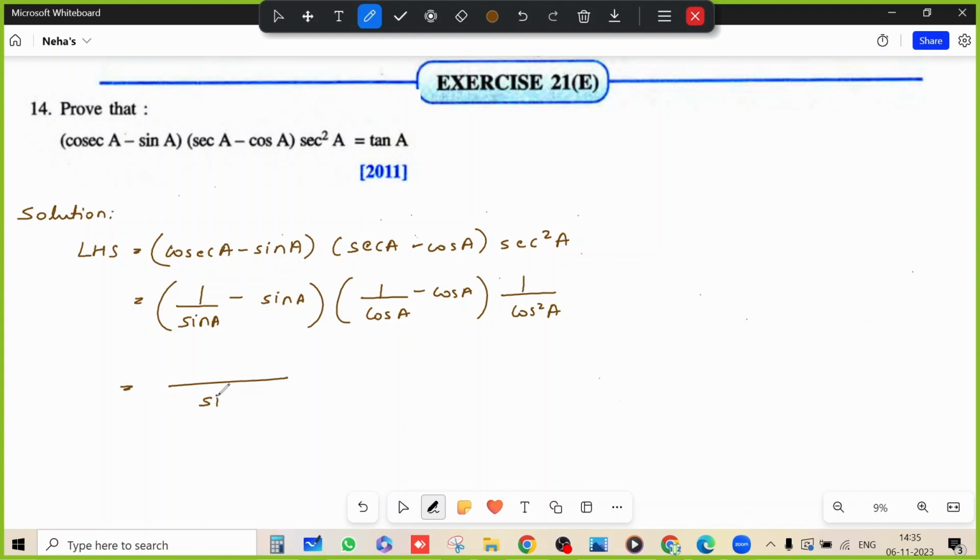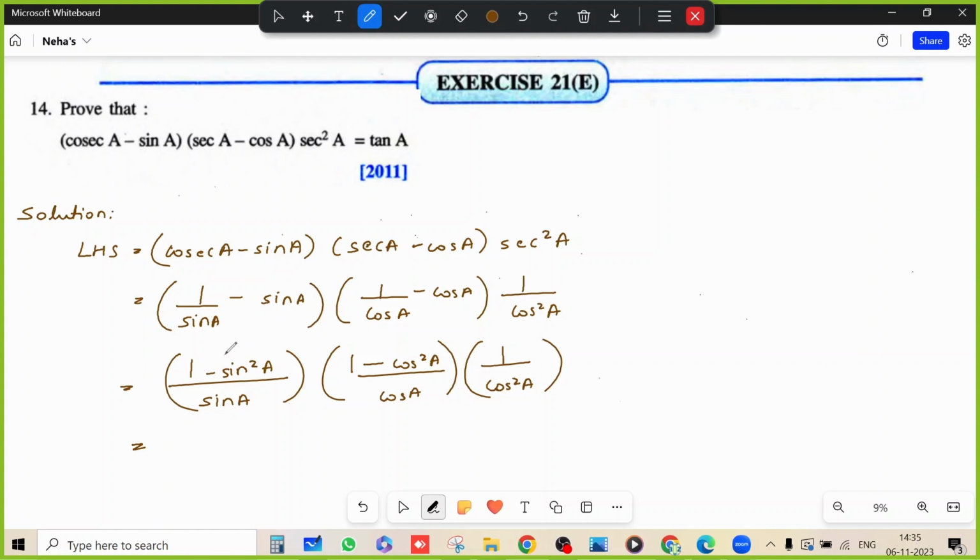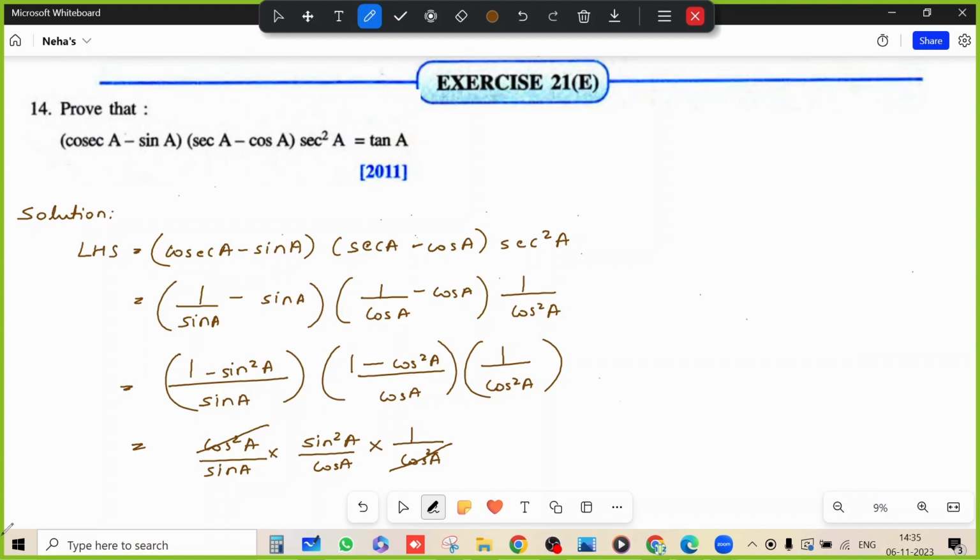Now we will find out the LCM. So this will become sin A. The numerator will become 1 minus sin square A. The second bracket will become 1 minus cos square A, and the denominator here is cos square A. Now we know by the trigonometric identity that sin square theta plus cos square theta is equal to 1. 1 minus sin square A can be written as cos square A. Similarly, 1 minus cos square A can be written as sin square A. Now cos square A here will get cancelled out with cos square A. Sin A will get cancelled out with this sin A, and we are left with sin A divided by cos A. This is equal to tan A, and this is equal to the right hand side, and hence we have proved that the left hand side and the right hand side are equal.